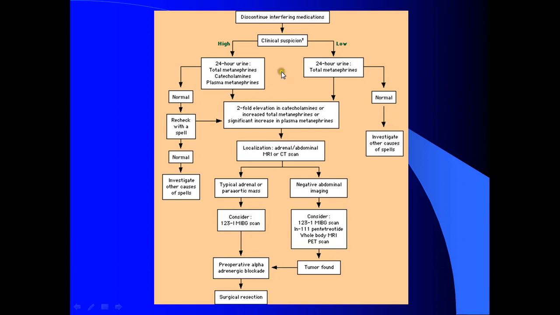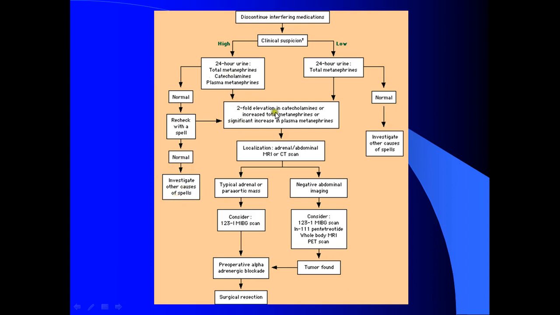So what do you do if you are considering that there is clinical suspicion of the patient to have pheo? You discontinue the interfering medications, and then if high suspicion is there, you do 24-hour urinary total metanephrines, catecholamines and plasma metanephrines. If normal, then recheck during a spell. If normal, then you investigate other causes of spell.